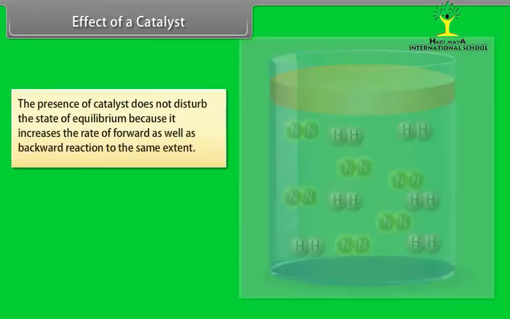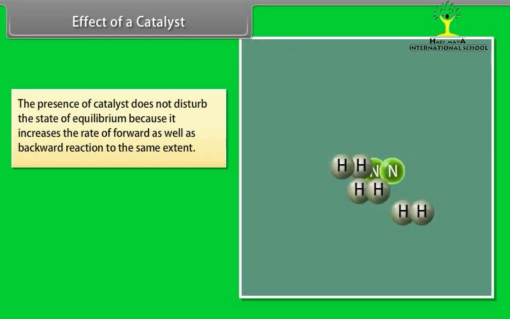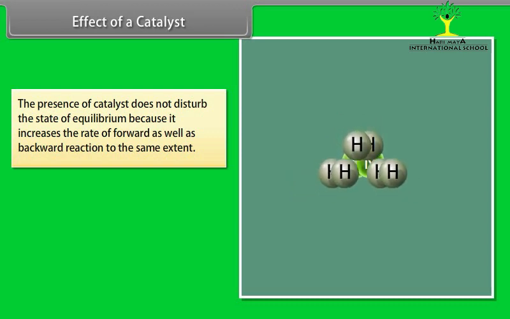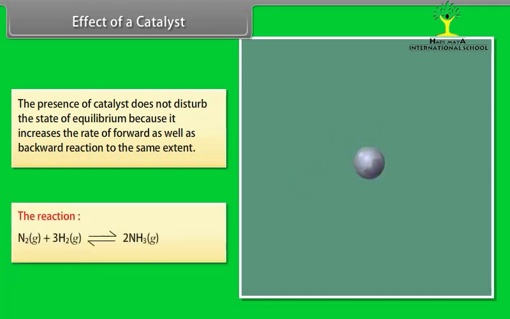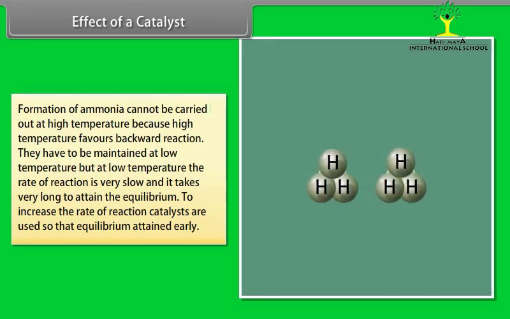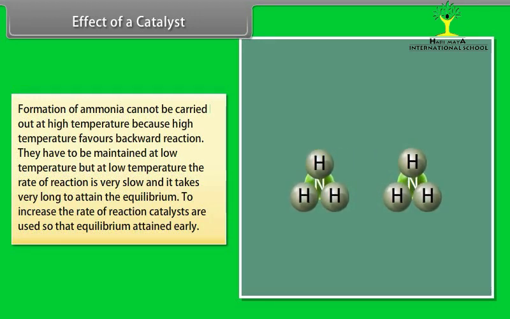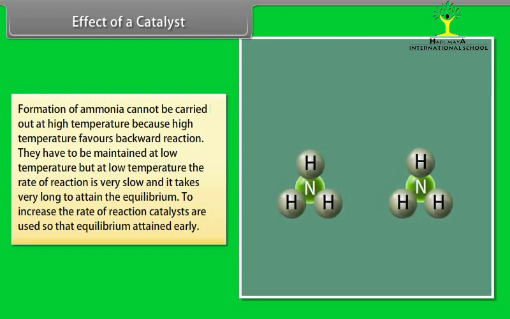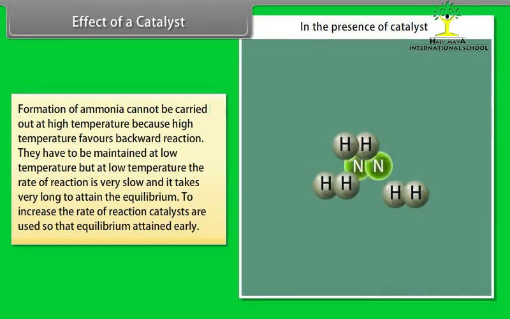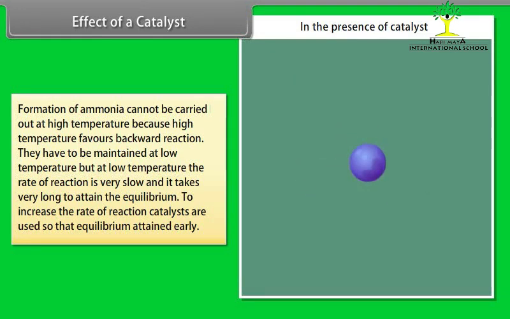Effect of a catalyst. The presence of a catalyst does not disturb the state of equilibrium because it increases the rate of forward as well as backward reaction to the same extent. The reaction of formation of ammonia can be carried out at high temperature because high temperature favors backward reaction. They have to be maintained at low temperature, but at low temperature, the rate of reaction is very slow and it takes very long to attain the equilibrium. To increase the rate of reaction, catalysts are used so that equilibrium is attained early.